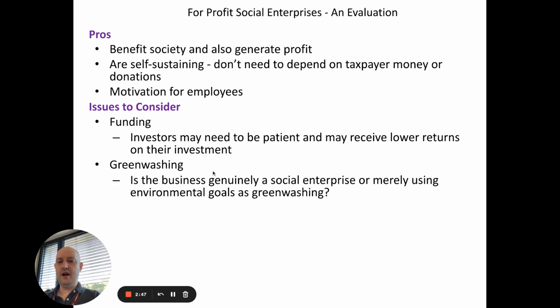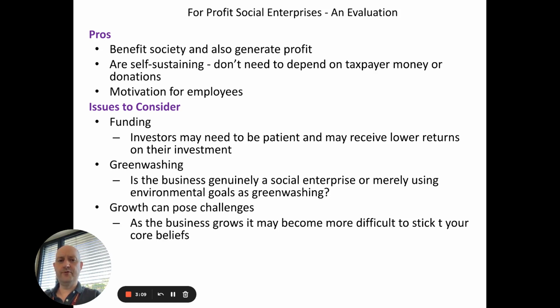Now, greenwashing is possible here. Is the business genuinely a social enterprise, or are they just a for-profit business looking to use their environmental goals as greenwashing? They're not doing these things to benefit society, they're doing it because they want customers to like them, and therefore they'll get more customers. And also, growth can pose more challenges. As the business grows, they'll have more investors, and it may be more difficult to stick to their core beliefs from the beginning.